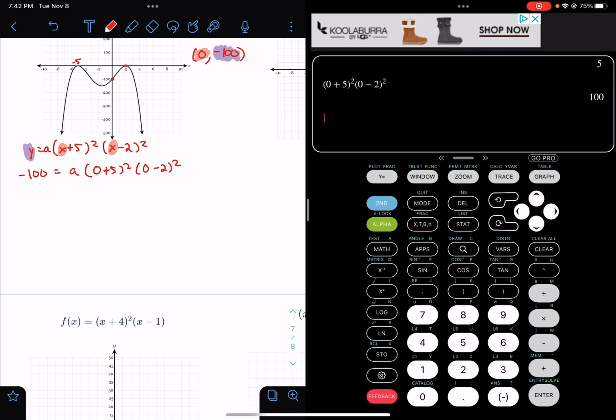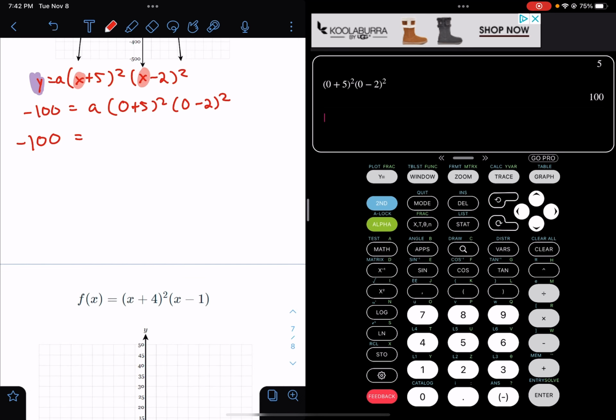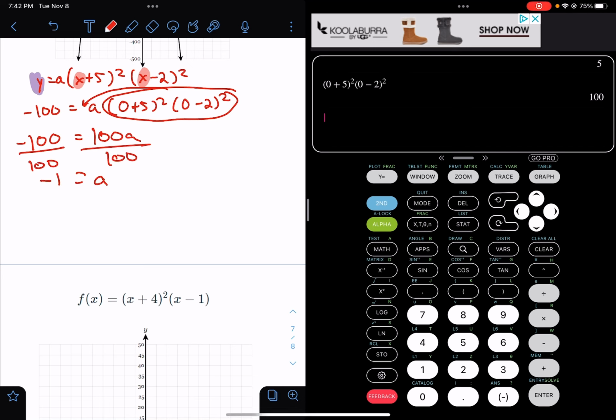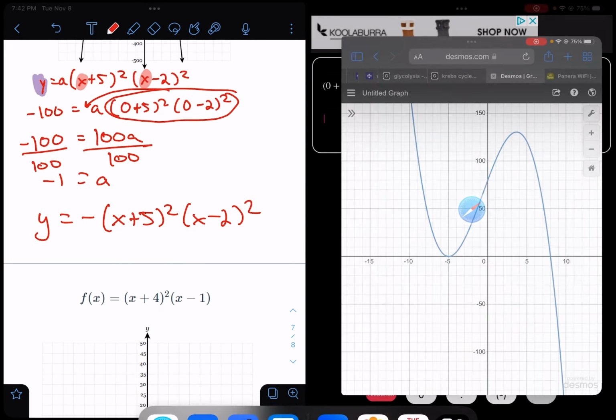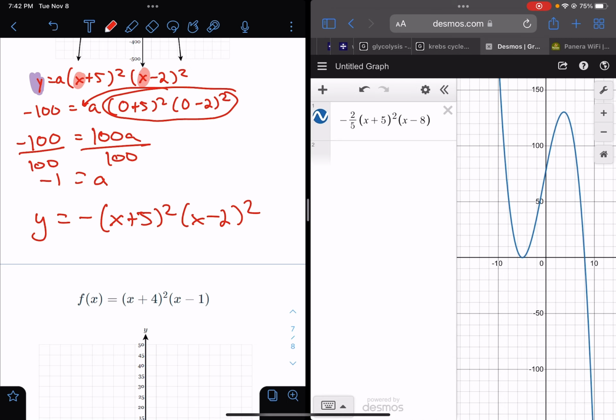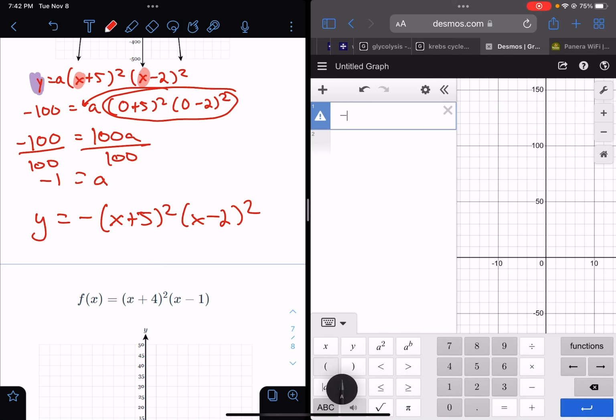So when I do that, I get 100. So I get negative 100 equals, and then remember how I said when you plug this in, that becomes the coefficient on a. So we get 100a. We have to divide by 100, and we get that a is negative 1. So our answer here is going to be y equals, and then our a value of negative 1. You could just do negative, and then x plus 5 squared, x minus 2 squared. And again, I'll go ahead and show you real quick so that we could check. Negative x plus 5 squared, x minus 2 squared.